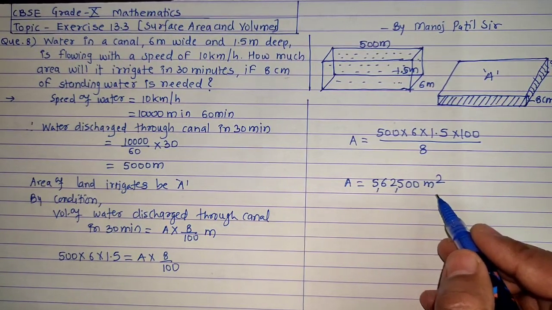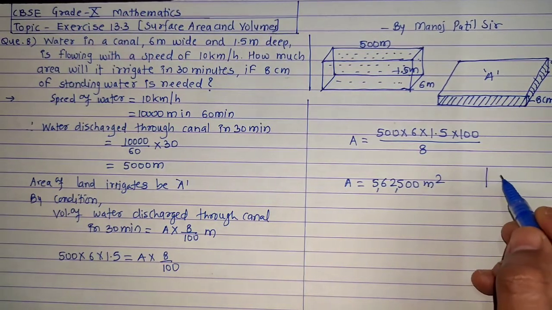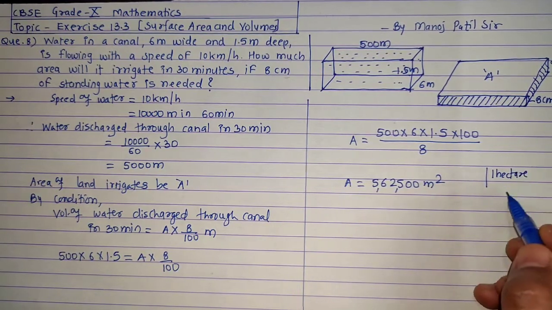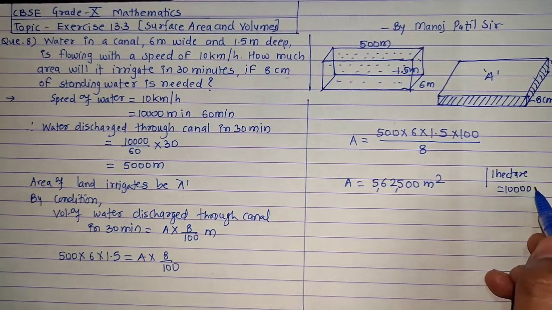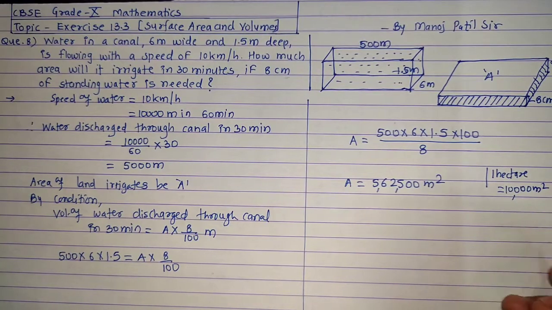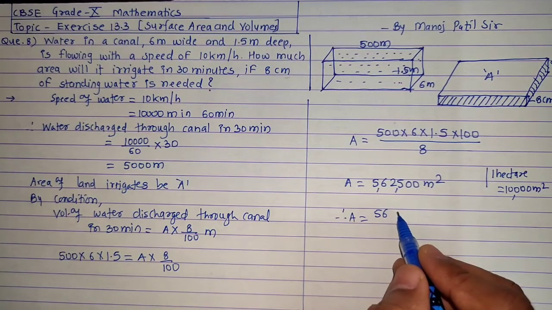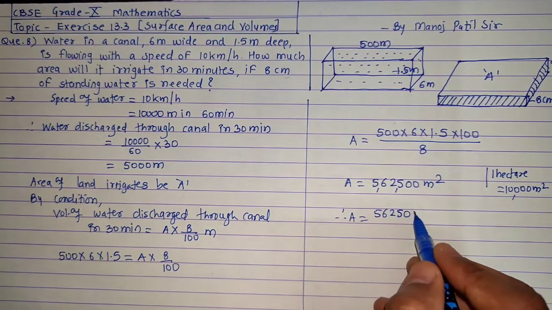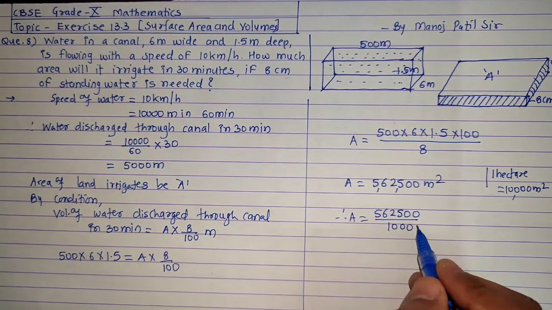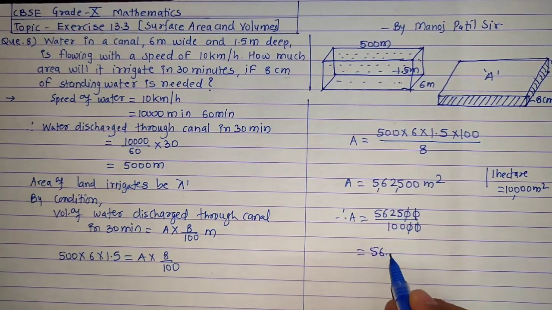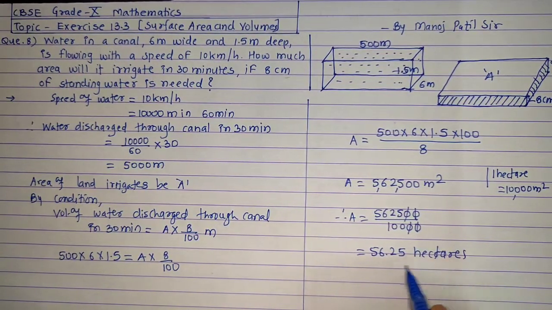Now we have to find it in hectare. So we know that 1 hectare is equal to 10,000 meter square, and therefore we will divide it by 10,000. So 5,62,500 divided by 10,000, so these zeros will get cancelled and we'll get 56.25 hectares. So this much land will be irrigated in 30 minutes.